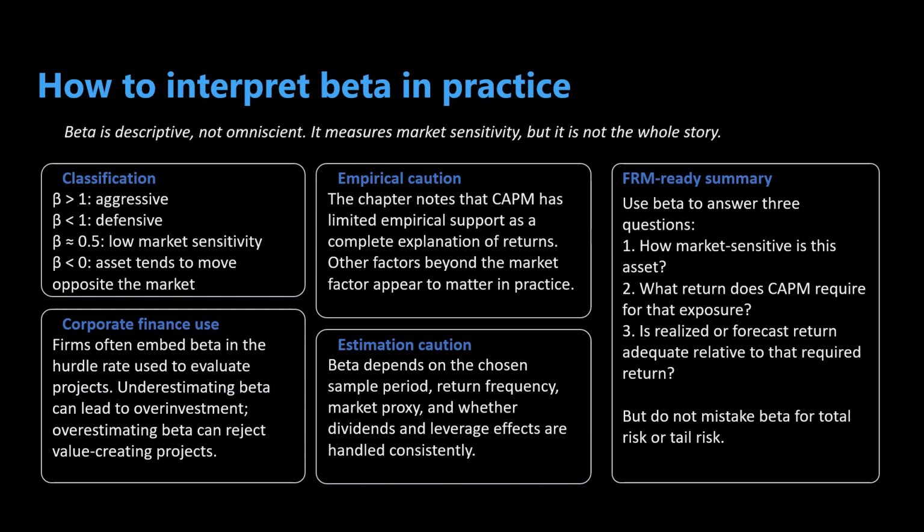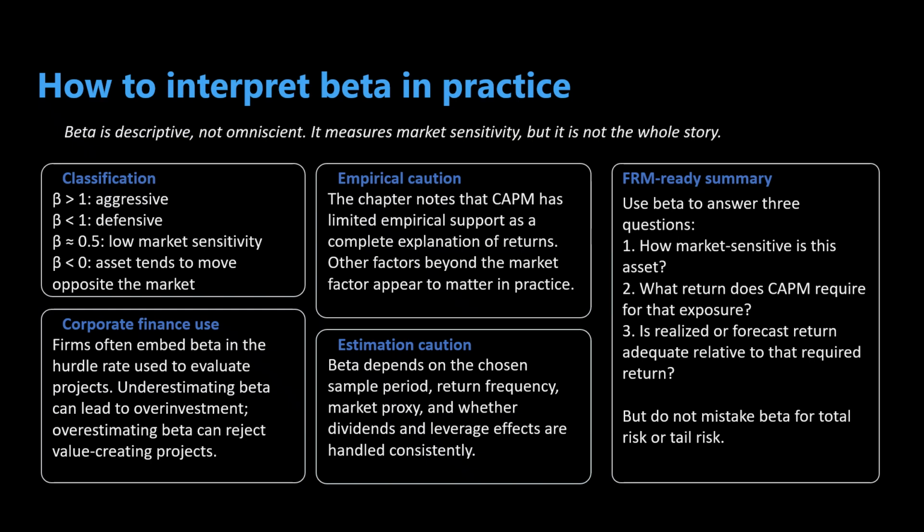Think of high growth technology stocks or leveraged equities. A beta greater than 0 and smaller than 1 is defensive. That means the asset participates in market upswings but cushions downswings. Consumer staples and utilities often fall in this class.